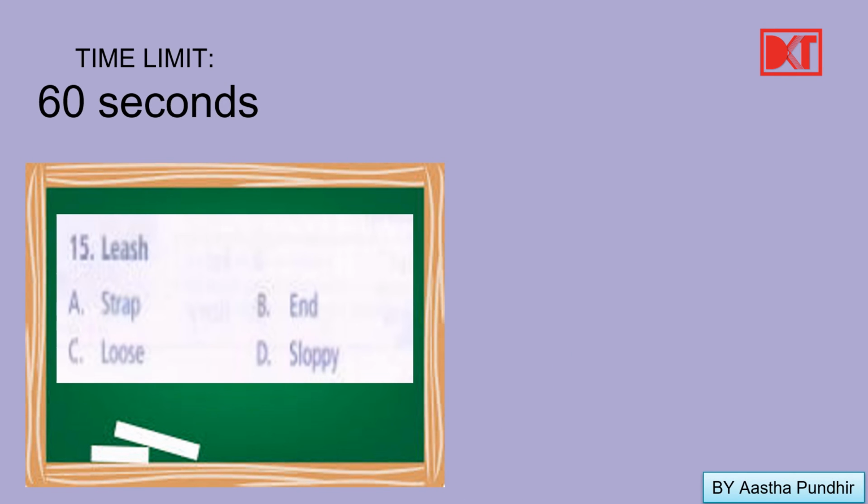Okay, so here the word is leash. Let's see the options. A, strap. B, end. C, loose. D, sloppy. Now here the correct answer is A, strap. Yes. A, strap. Now these straps and leashes, for example, you keep on your pet dogs, you leash them so that you can identify them and they don't really run away somewhere. So that is a leash, that is a strap.